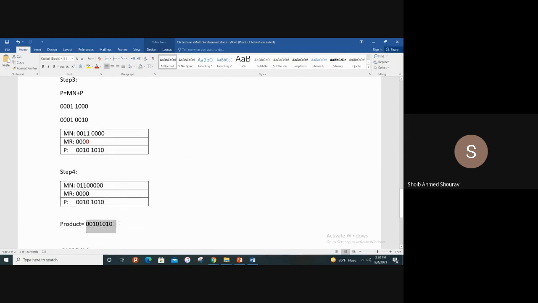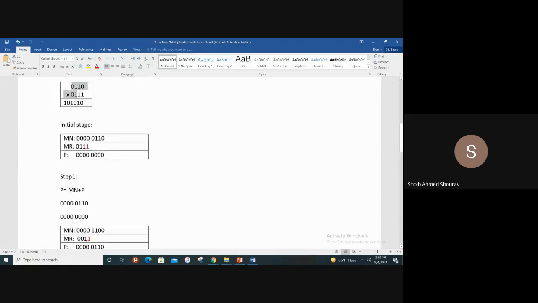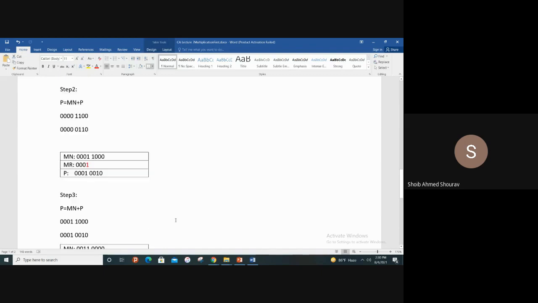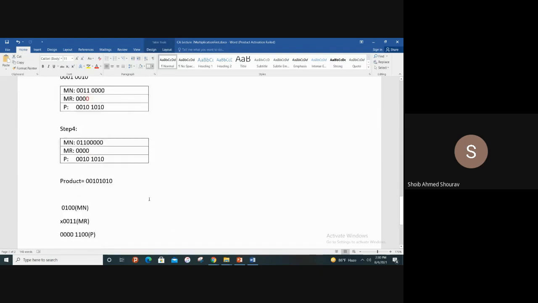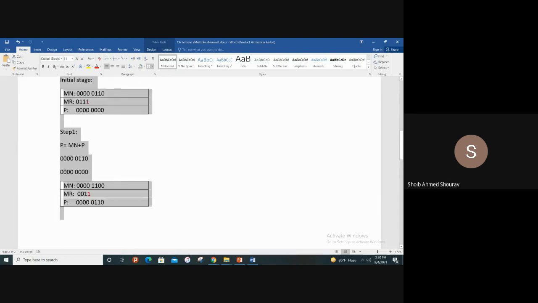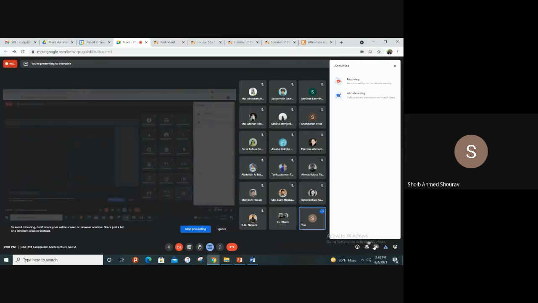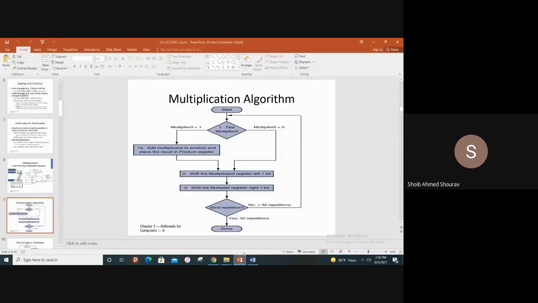This is our multiplication result. 32 plus 8 plus 2, that is 42. 6 into 7 should be 42. So this is so perfect. Let me drop this solution in the chat box. Is there any confusion in the solution? Any confusion? Let me know. No confusion? Fine.